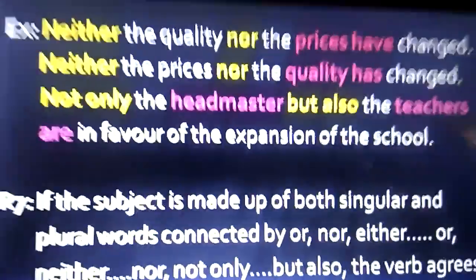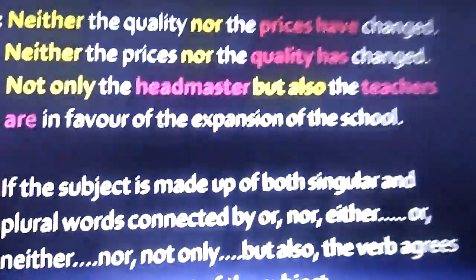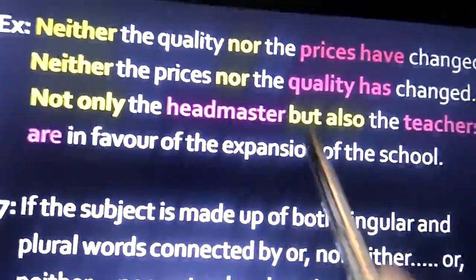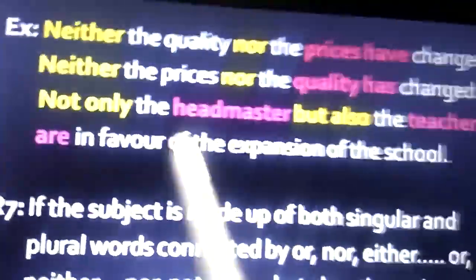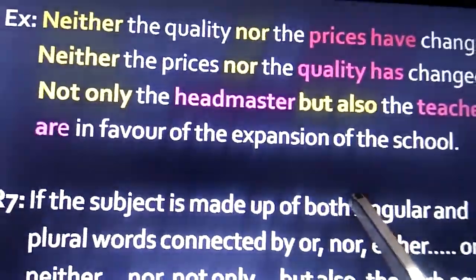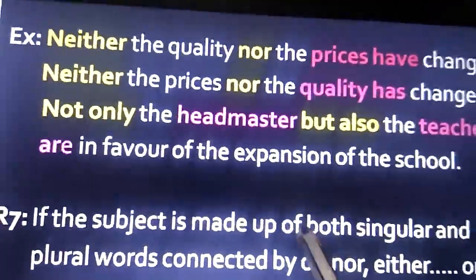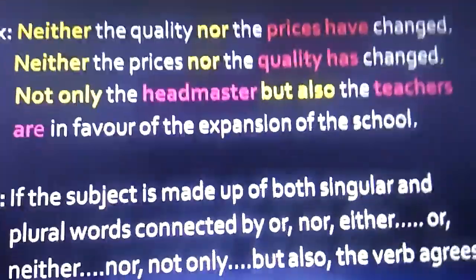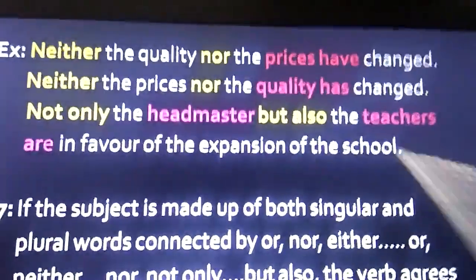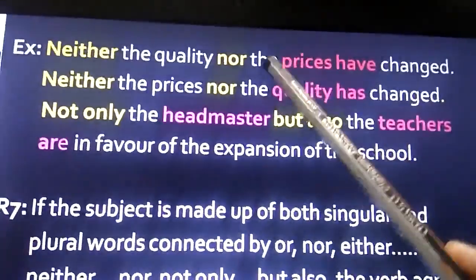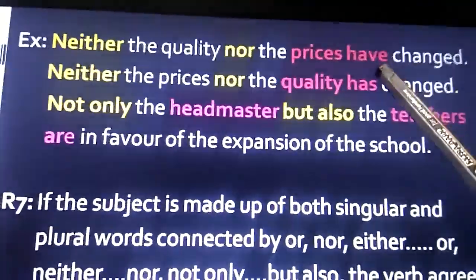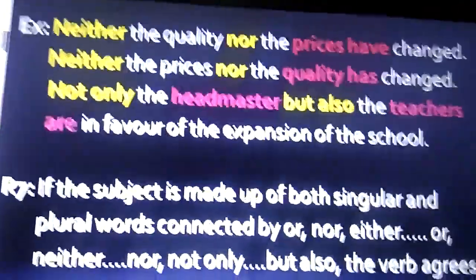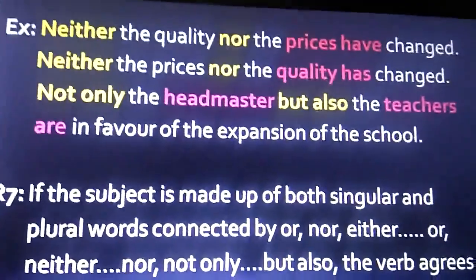So what we have to understand is, when we are using such connectives in a sentence to connect one singular noun with a plural noun, or a singular subject with a plural subject, then whatever subject is near to the verb, the verb has to be in accordance with that subject. That means the verb has to be in accordance with the subject. If the subject is plural, then the verb has to be plural. If the subject is singular, then the verb has to be singular. This is one more rule which we have to remember.